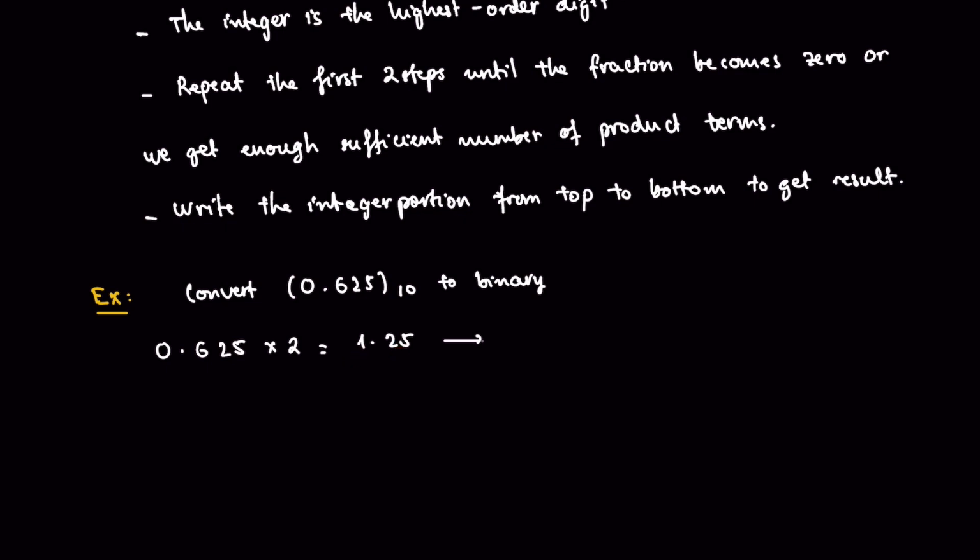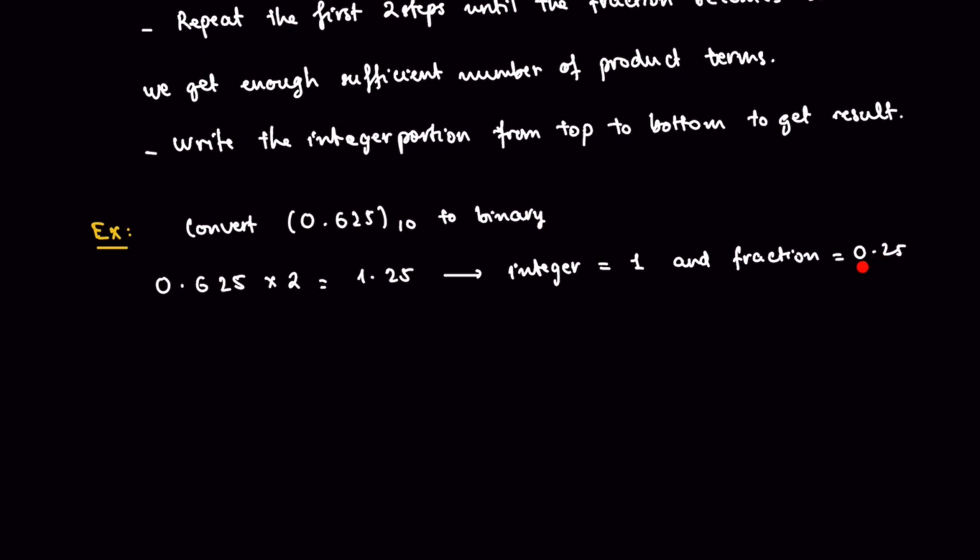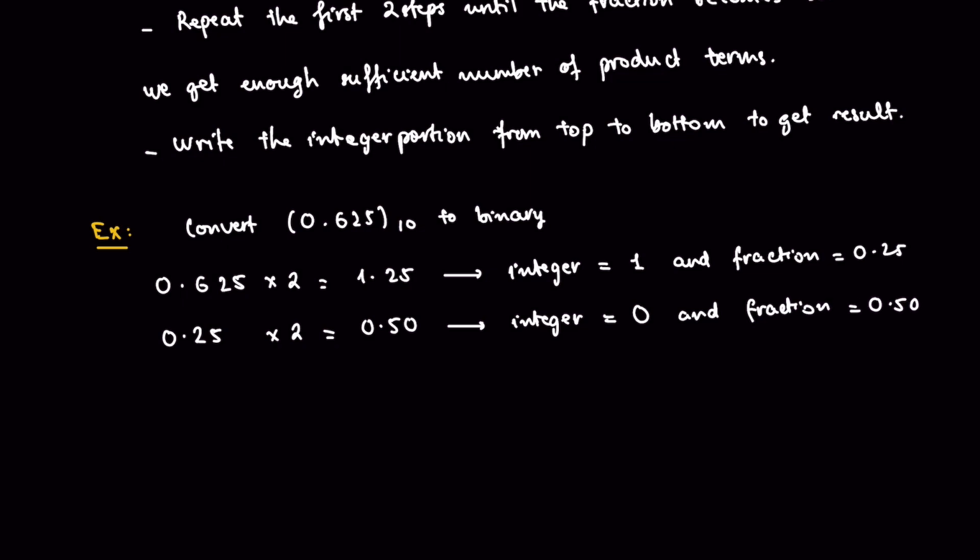So from here, the integer is equal to 1 and the fraction is equal to 0.25. The next step is to take the fraction and continue multiplying by 2. So 0.25 times 2 gives you 0.50. Again, this number has two parts. The integer, in this case, is 0, and the fraction is 0.5. So the integer is 0 and the fraction is 0.50.